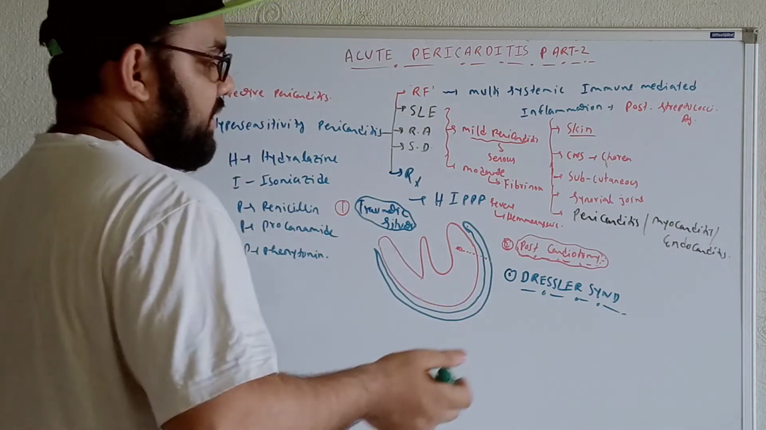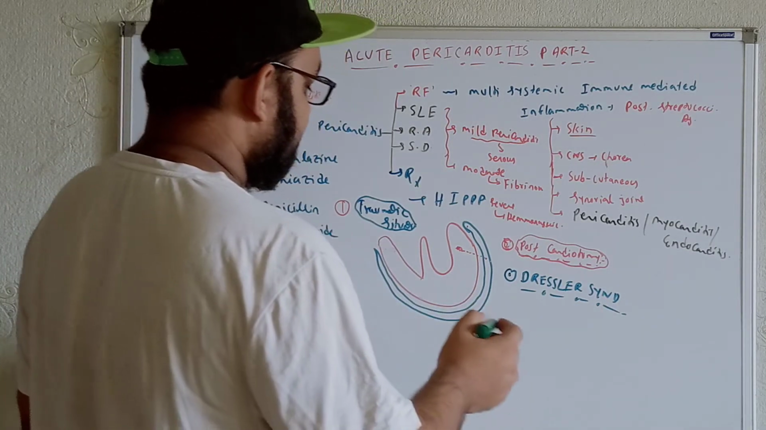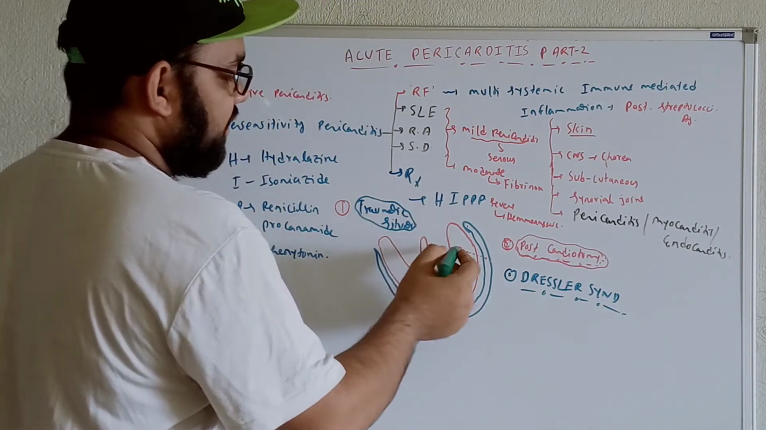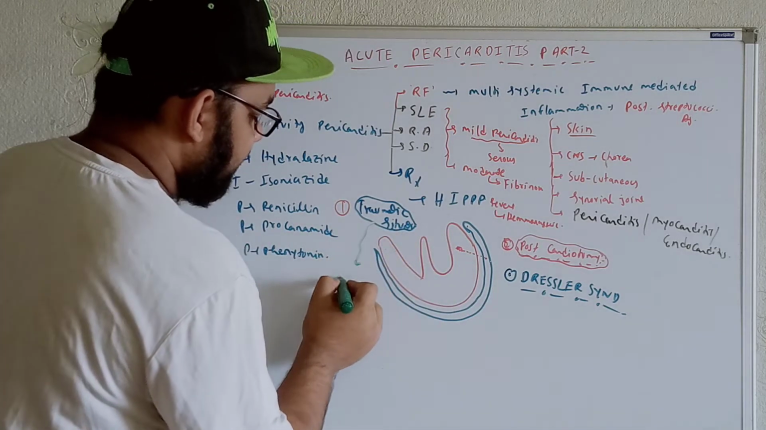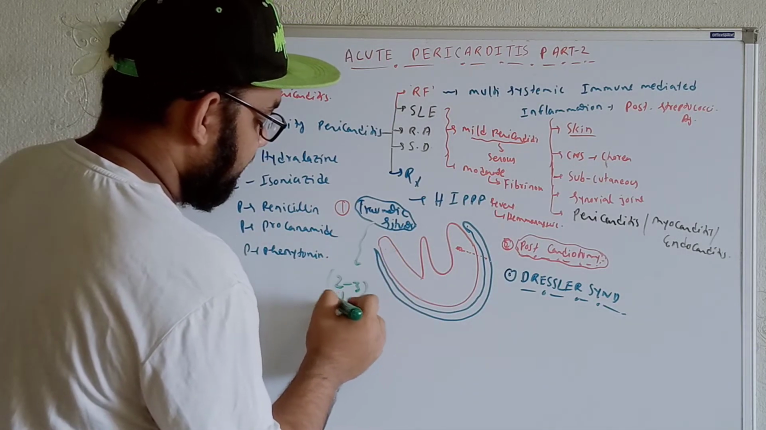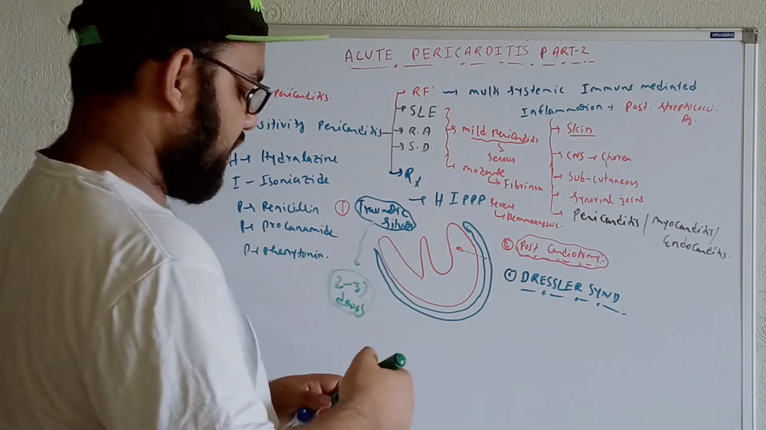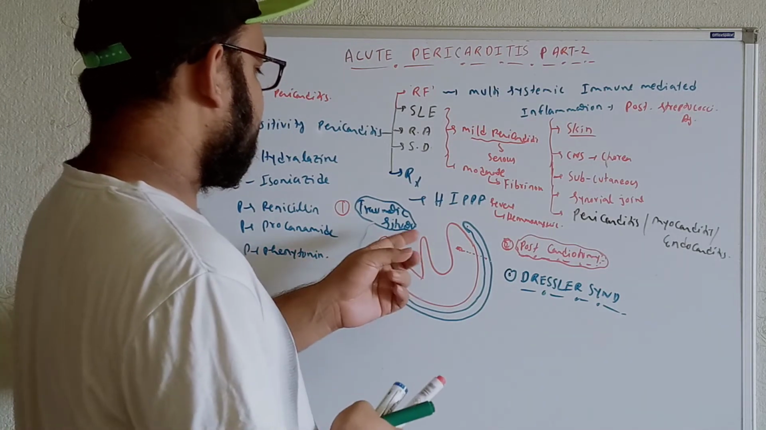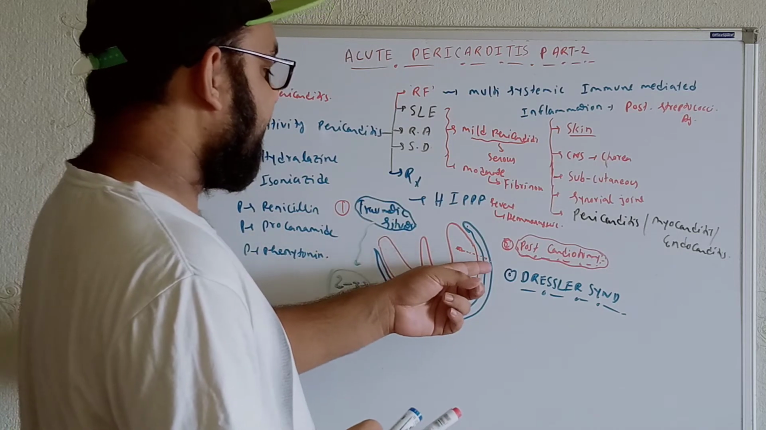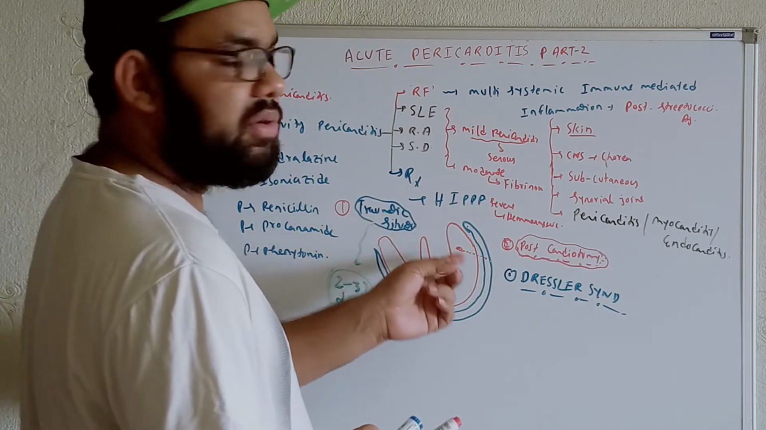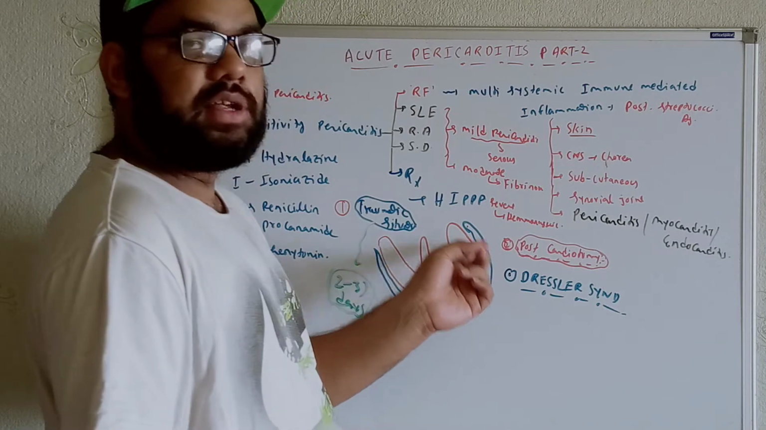One thing I have to mention here, try to understand: if for traumatic situations we see the development of pericarditis within 2 to 3 days, this will be for the physical injury within the heart. And if we see the development of pericarditis for the traumatic injury after 1 week or 2 weeks, that will be immune based, that will be immune mediated.